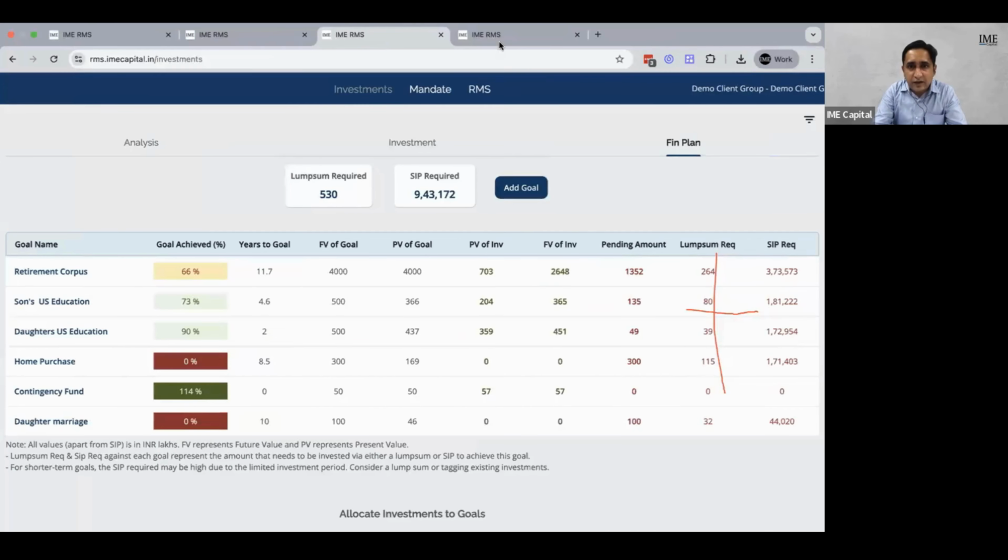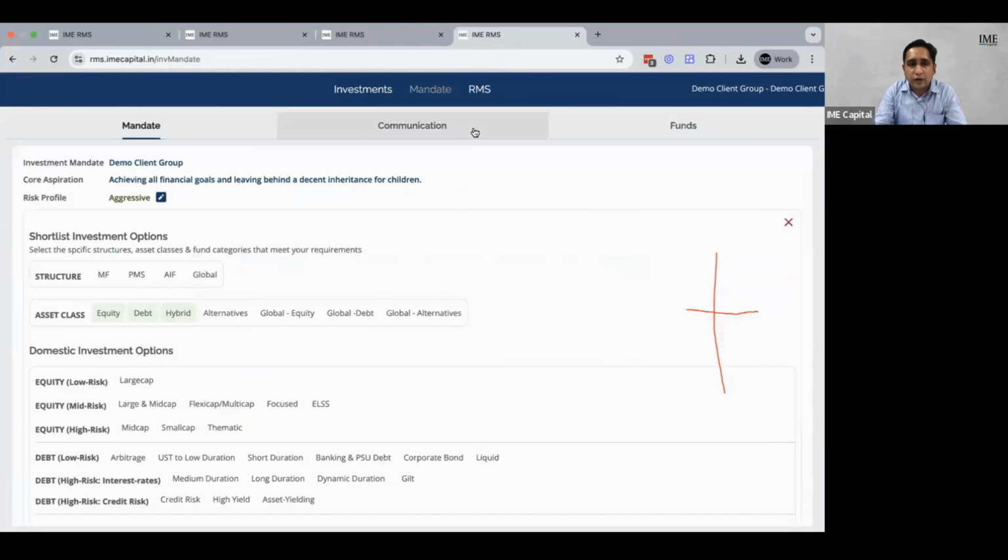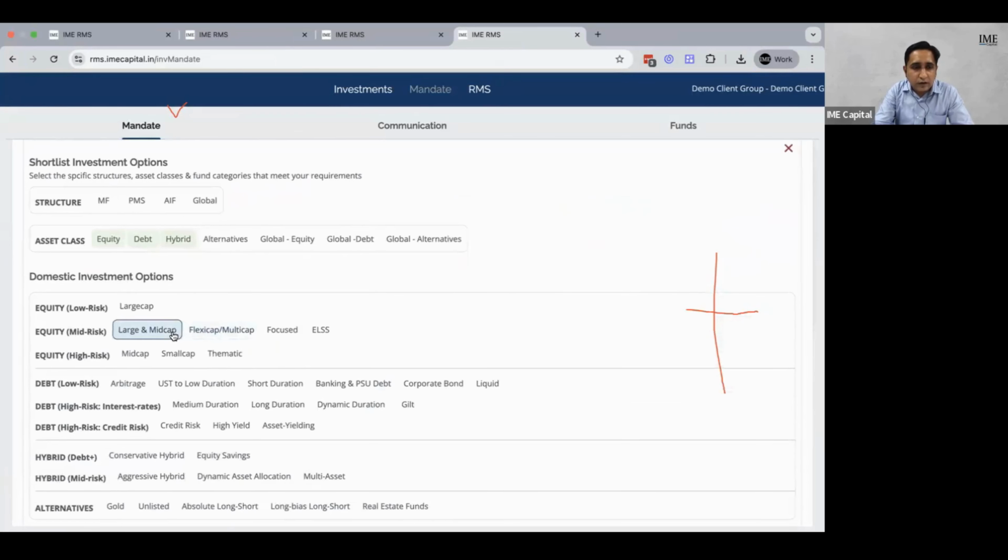Now, we had said that we are going with this demo investor, and we've said that aggressive is the risk profile that this investor has been evaluated at, which is where we probably go with categories such as a flexi cap and a large and mid cap. We'd probably stay away from pure, more aggressive mid cap and small cap. Now, again, is mid cap and small cap relevant or not for an aggressive investor? Again, it really comes down to the level of aggression that the investor has.